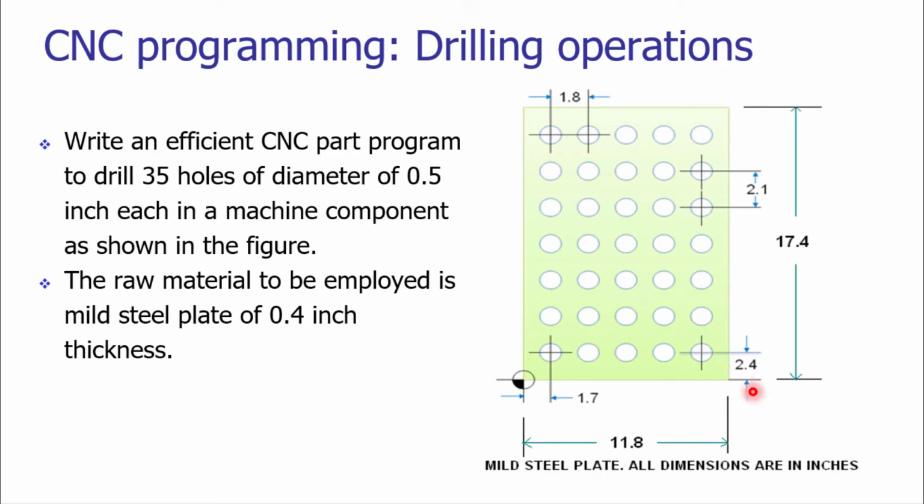The variety of distances are provided on your screen. So we need to write a program to drill all these holes by using a CNC Machining Center. The thickness of the mild steel plate is given as 0.4 inches.